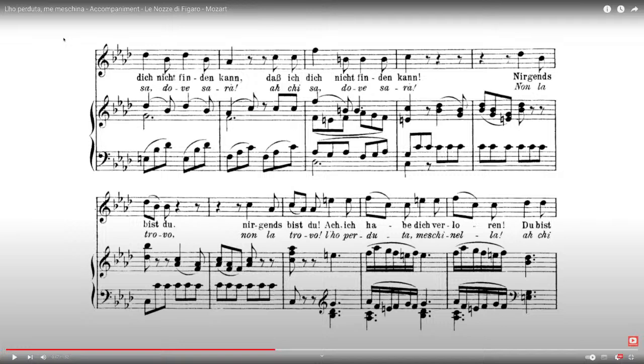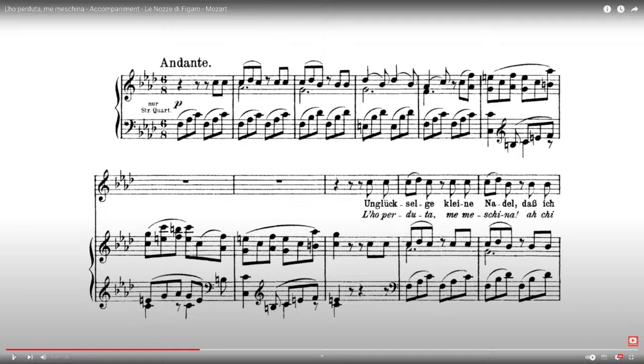See how it's absolutely like I would speak it. I don't say non la trovo. It's like non la trovo. And that phrasing toward the end being light is very important in Mozart. Again, let me show you what I mean here.